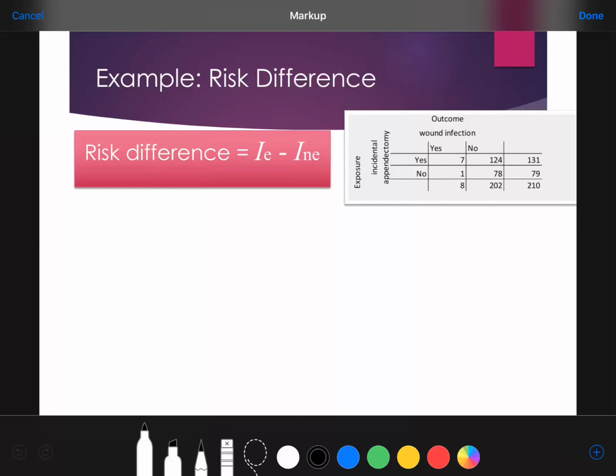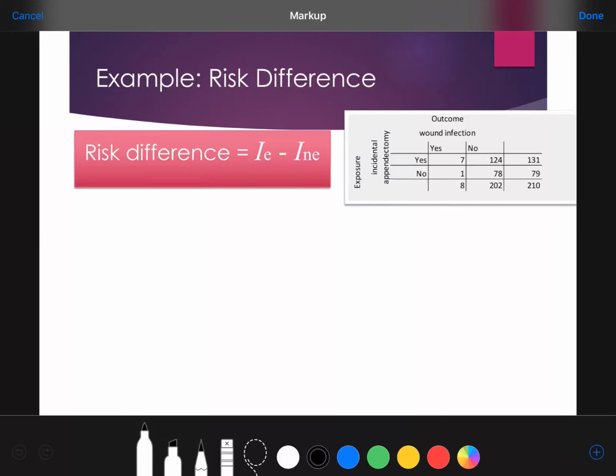Risk difference is one of our very first attributable risks that we're going to calculate. What this is really doing is looking at the absolute difference in hard number of cases if you are in the exposed category versus if you're in the not exposed category. For instance, if you're in the exposed category, how many more cases of the outcome are we going to see than if you were in the not exposed category? And that's what this is calculating.